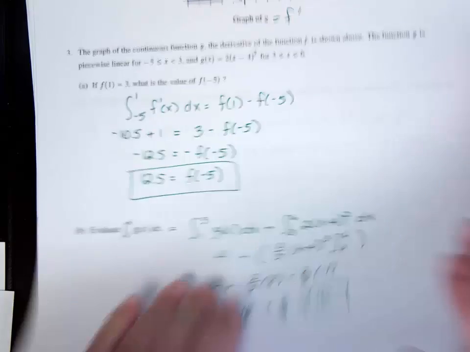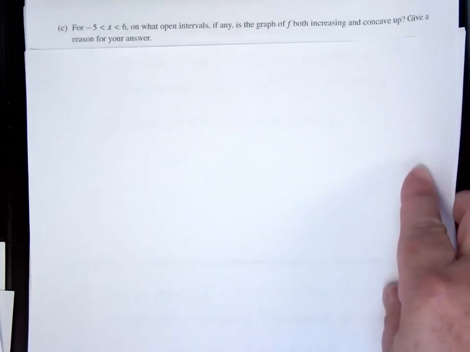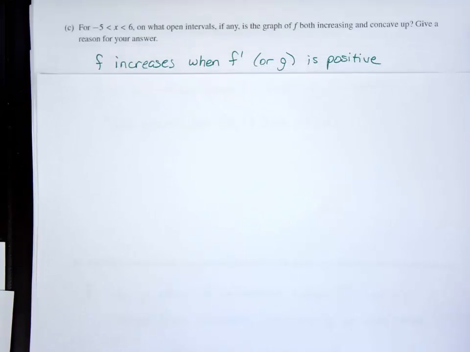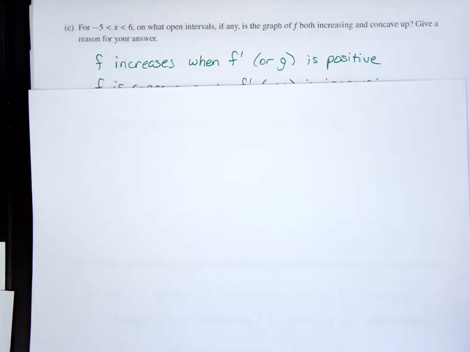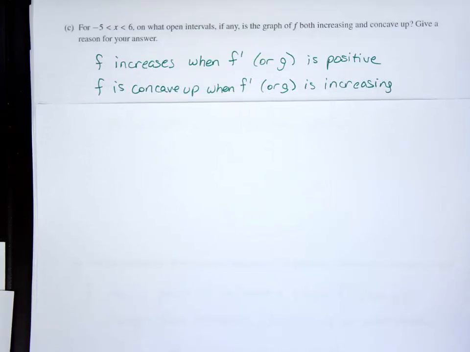Now moving on to part C. Part C says from −5 to 6, on what open intervals, if any, is the graph of f both increasing and concave up? Give a reason for your answer. Okay, they're asking about f. We are given the graph of f prime, so those are the two functions that we can use in our justification. So we can say that f is increasing when f prime, or you could use g if you want to, is positive, and f is concave up when f prime or g is increasing.